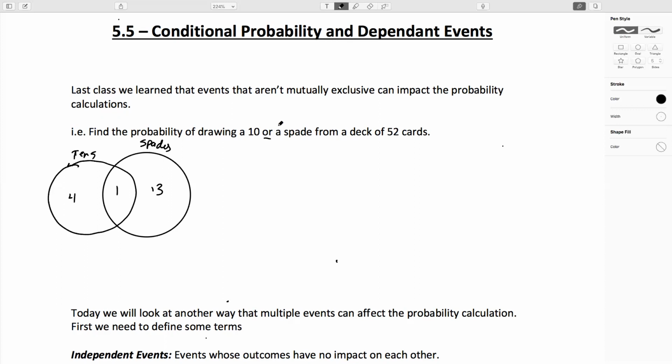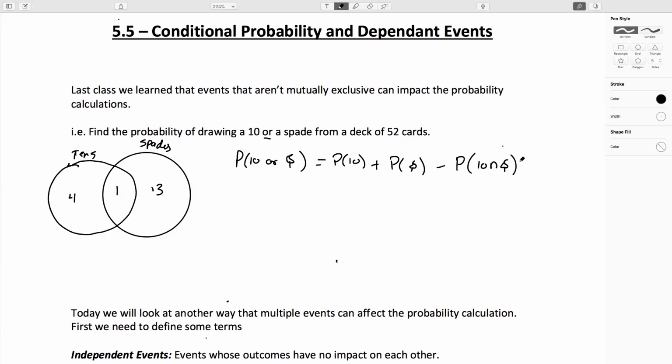Okay, now since it's a 10 or a spade, the probability of a 10 or a spade is equal to the probability of getting a 10 plus the probability of getting a spade. However, since they're not mutually exclusive, because we do have a card that is both a 10 and a spade, we have to subtract the intersect. So we have to subtract the probability of 10 intersect spade.